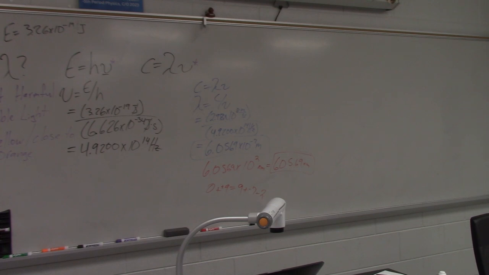Don't freak out. If you're making a comparison, like right here, what did we know it was? We were at times 10 to the negative 7, right? I knew I was somewhere in here. It's not going to be infrared. I knew it was either ultraviolet or visible light. So if it ended up not being visible light, I knew it was ultraviolet.